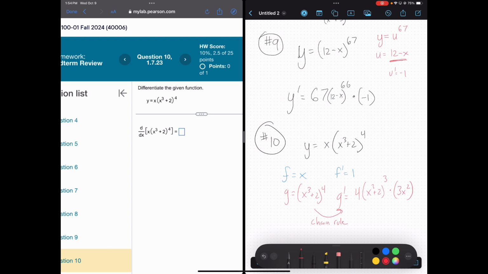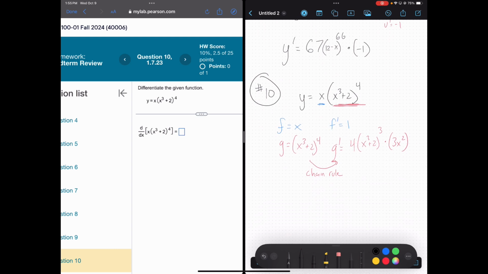Why am I doing all this? Once again, because I need to use product rule here. Because you have a function x times this other function, x cubed plus 2, all raised to the 4th. You've got two different functions that are being multiplied together. That's why I'm using product rule. So when you put it all together, you get g times f prime, which is just x cubed plus 2 to the 4th times 1, plus f times g prime. So you get 4 times x cubed plus 2 raised to the 3rd power times 3x squared times x.